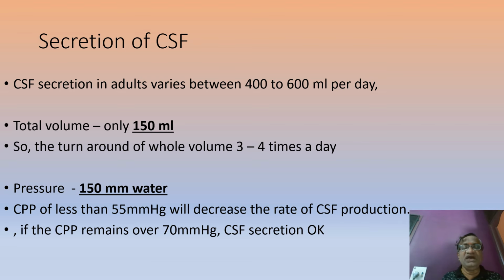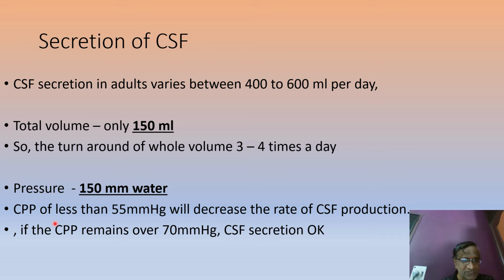CSF secretion may vary from 400 to 600 ml per day. Now you see, we have only 150 ml. 600 ml secreted means 3 to 4 times the whole CSF is changed every day. Now if we see the CSF at 8 a.m. and again at 4 p.m., it is not the same CSF, it's completely different CSF, because it is 150 ml and 500 ml is secreted per day. To remember, I say it is 150 ml volume and 150 mm water. It is not mercury, 150 mm water.